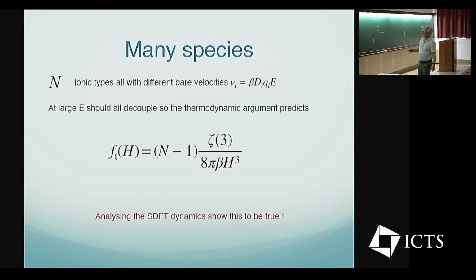And if you do the calculation with ionic types with all different bare velocities, so v_i equals beta d_i q_i E, at large E they should all decouple. So the thermodynamic argument tells me that F_t of H is equal to n minus 1 times zeta 3 over 8 pi h cubed.